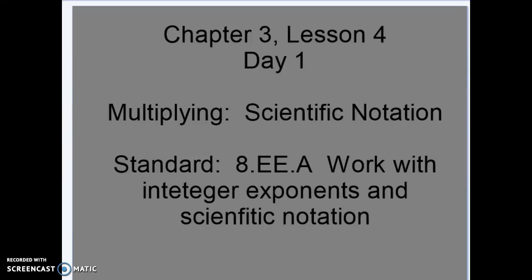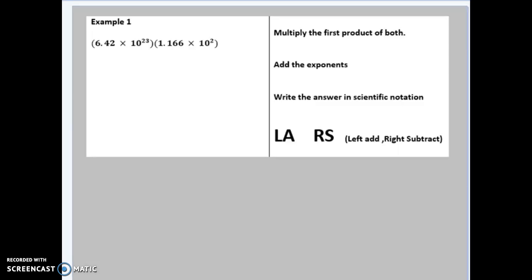In Chapter 3, Lesson 4, we're going to work on multiplying two scientific notation problems together. In your first example here, we have a multiplication problem set up with two numbers that are in scientific notation. In order to do this, what we're going to do first is multiply the first two products in both scientific notation problems together.